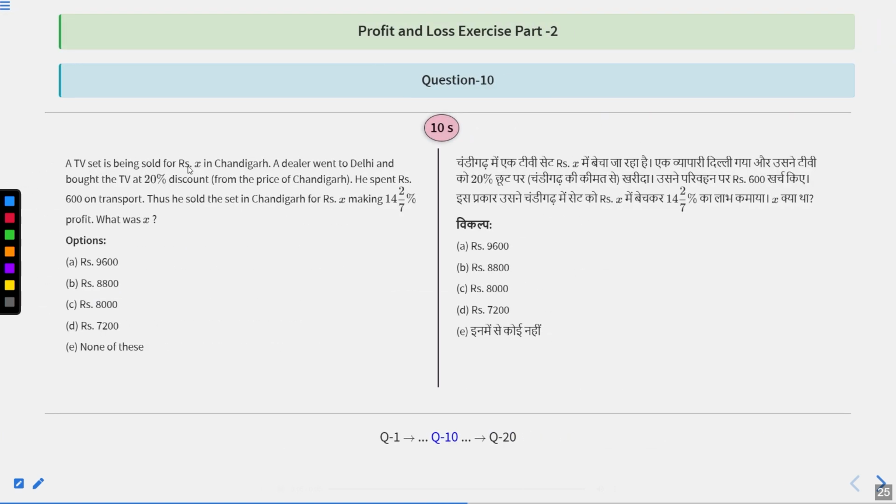A TV set is being sold for rupees X in Chandigarh. A dealer went to Delhi and bought the TV at a 20% discount from the price of Chandigarh. He spent rupees 600 on transport. Thus, he sold the set in Chandigarh for rupees X, making 14 2/7% profit. What was the X? You have 5 options and 10 seconds to analyze the question. Your time starts now.